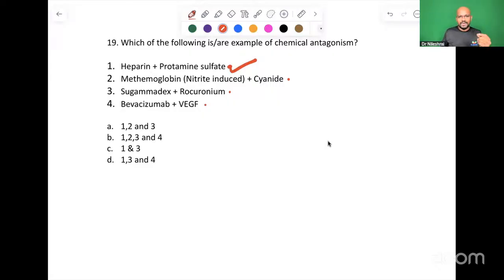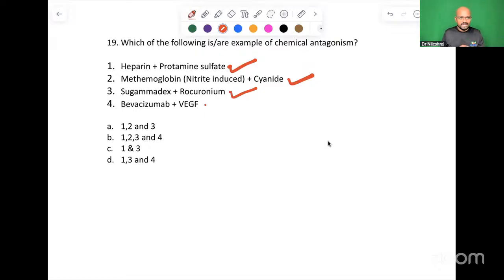Nitrite-induced methemoglobin will bind with cyanide directly and tend to throw it out from the body. Example of chemical antagonism. Sugammadex and rocuronium. Sugammadex in turn will bind with rocuronium, and not only rocuronium, also vecuronium. It will bind with it and tend to throw it out. That's why, again, one more example of chemical antagonism.